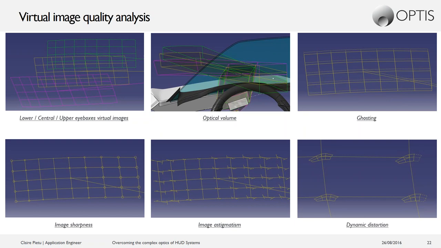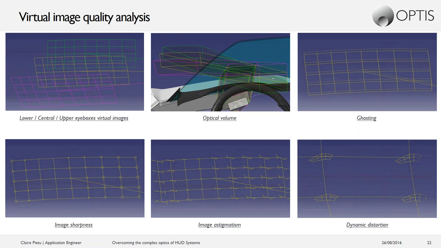And finally, dynamic distortion. This is how the image will be distorted when you move your head around in the eye box. This is also very interesting because, as you can see here, these dotted lines show where the image will be cropped. At this point, you know that you have so much distortion that the image is being distorted past the optical volume, so it gets cropped. So you lose some data.